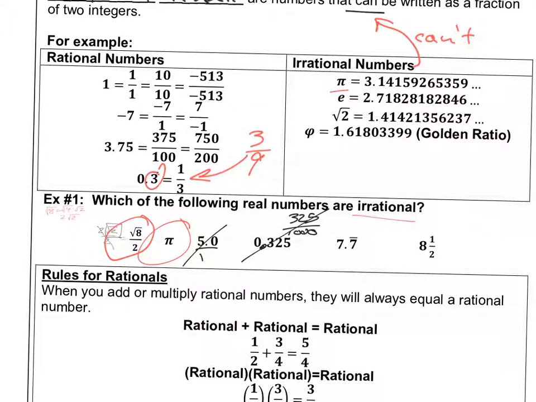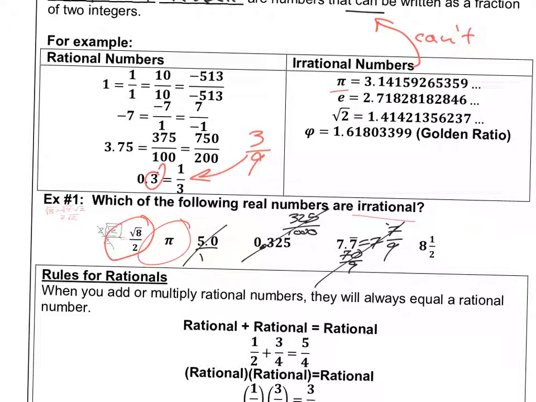We said repeating numbers before. We said that with repeating numbers, you can just take the number and put it over 9. So this is like saying 7 and 7/9. Well, if you wanted, you could put this as an improper fraction. We've done this in the past. 9 times 7 is 63, plus 7 is 70. So this ends up equaling 70 over 9, which of course makes it rational.